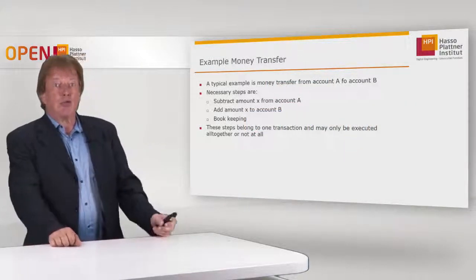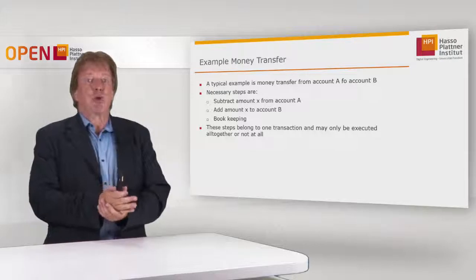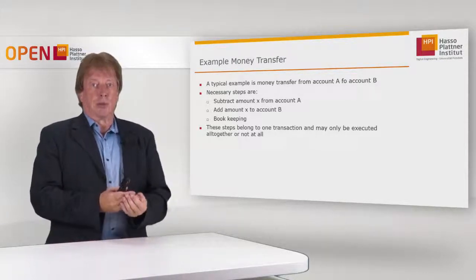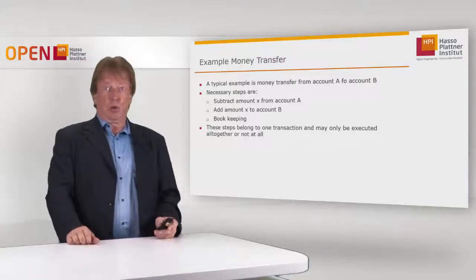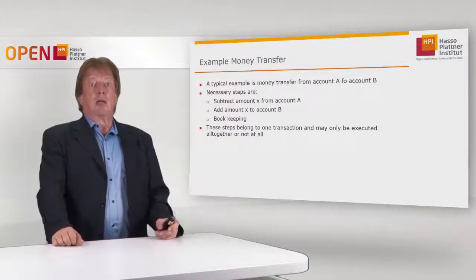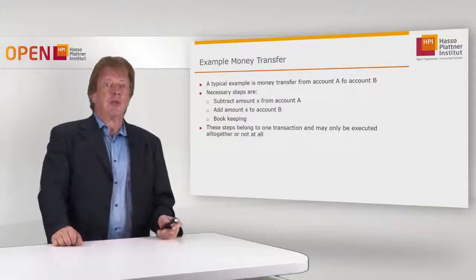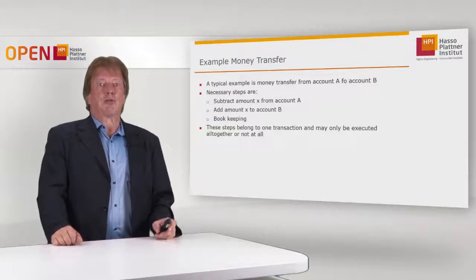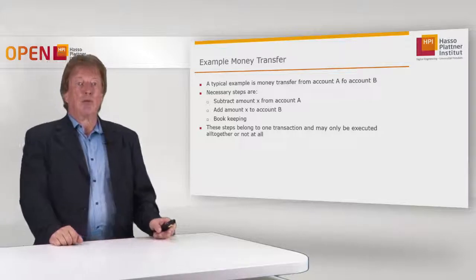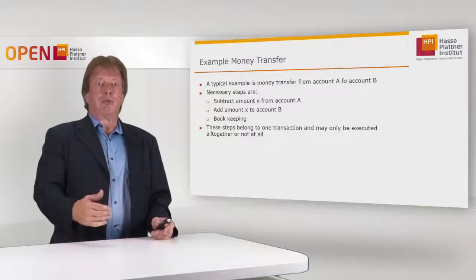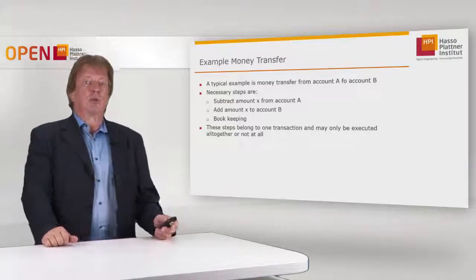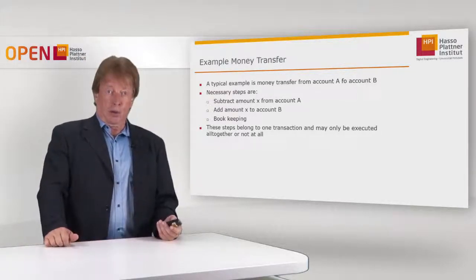When we talk about transaction processing, a typical example for doing a transaction is a transfer of money from a bank account A to a bank account B. We have different steps that are necessary to fulfill this task. We subtract the amount from account A, we add the amount to account B, and we have to do some bookkeeping. And these steps belong to one transaction and may only be executed all together or not at all.